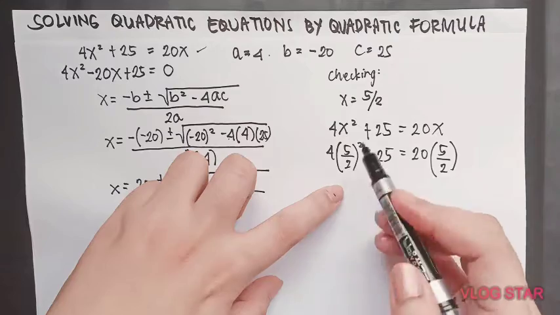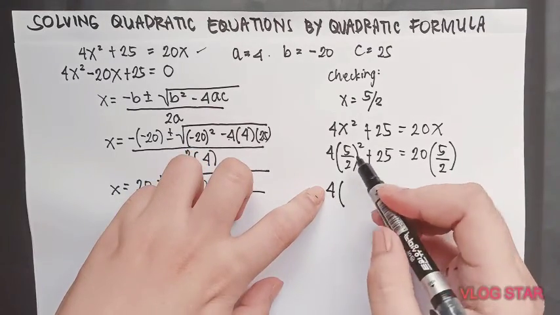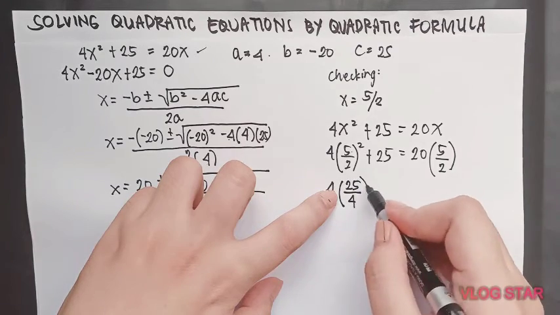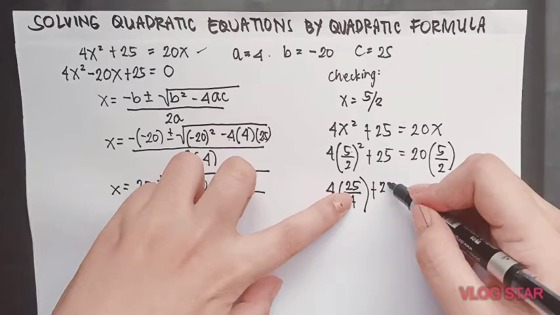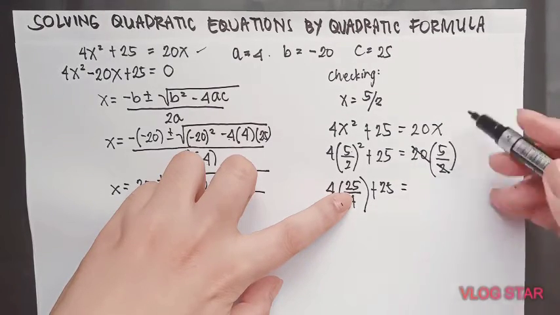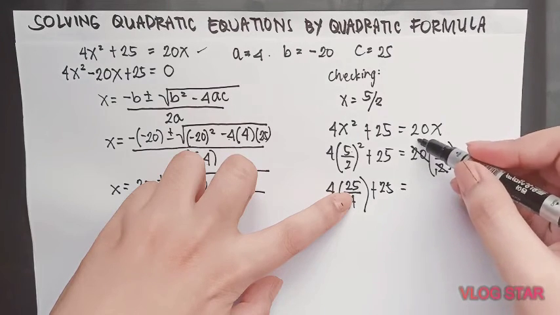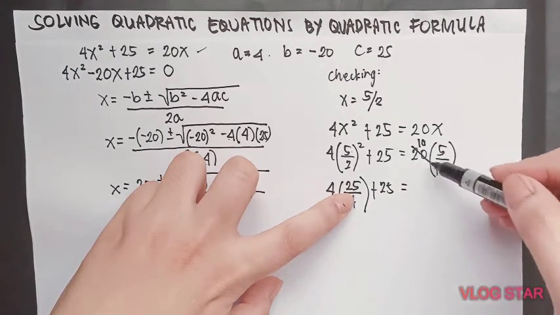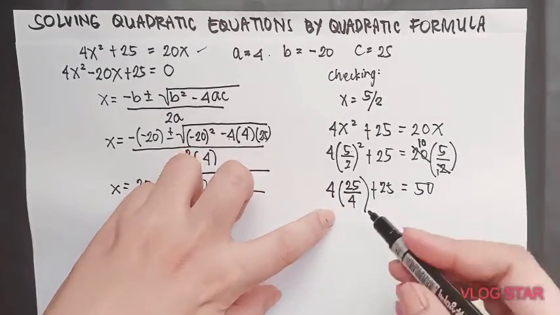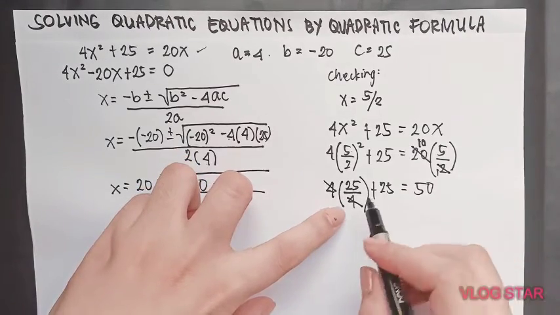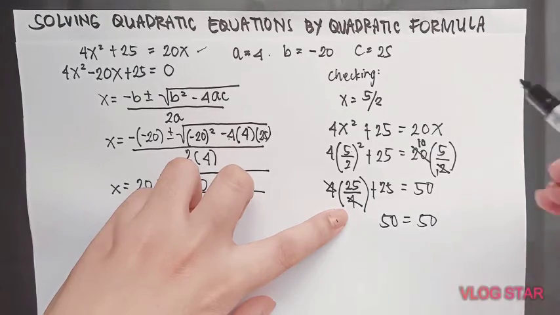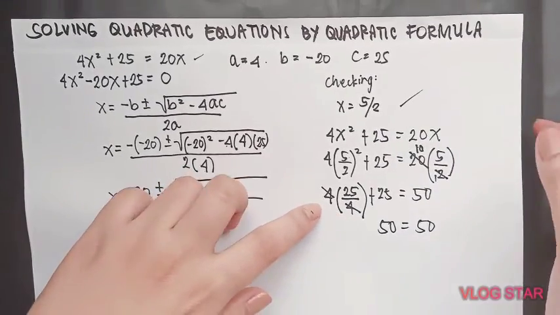Let's first get the square of 5 halves. So we're going to have 4 times the square of 5, which is 25, over the square of 2, which is 4, plus 25 equals, we can actually cancel this. So this will be equal to 1, and this will be equal to 10. Both divisible by 2. So 10 times 5, that is 50. So we can cancel this. So we have now 25 plus 25, that is 50, which is the same on the other side of the equal sign. Therefore, our answer is correct.